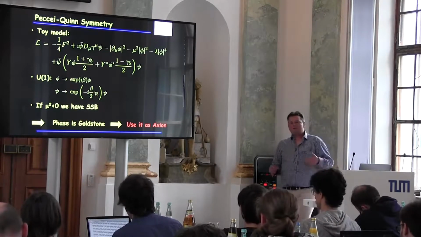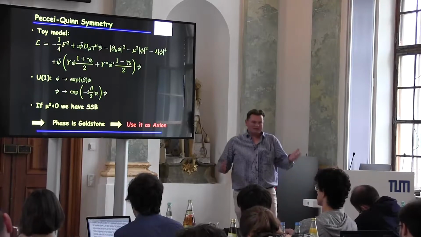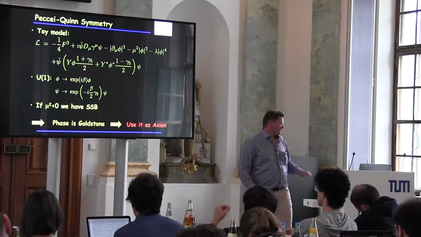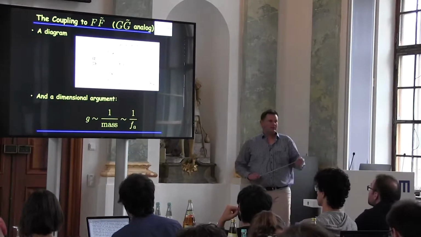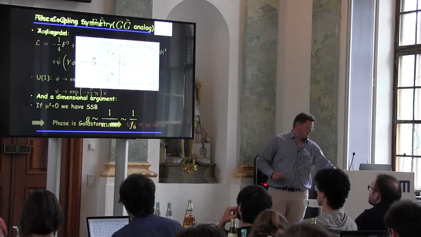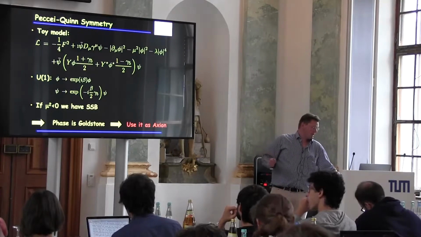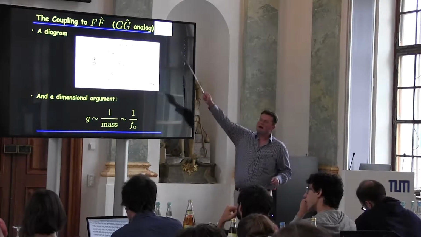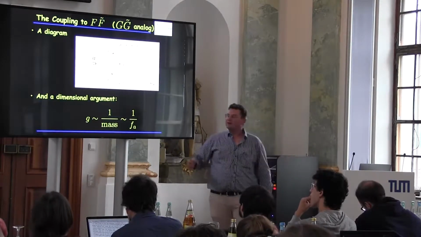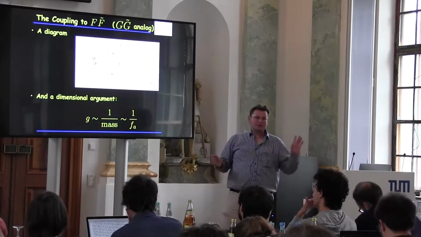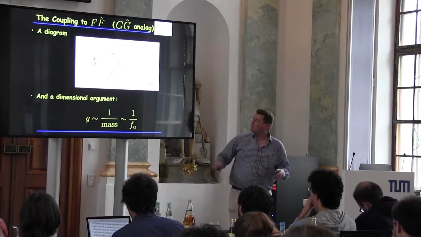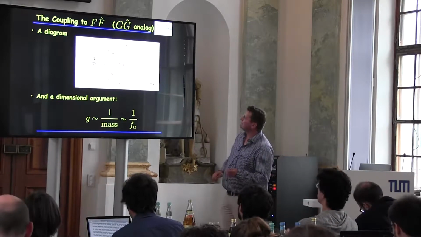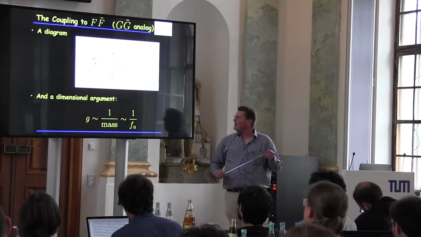So far, however, we only have the Goldstone boson. It doesn't give us this crucial coupling to FF dual or GG dual. In our case, because we only have one gauge symmetry here, it's really FF dual, but the whole argument in a more elaborate model for GG dual for the QCD would go exactly in the same manner. Let's have a look at this FF dual coupling.